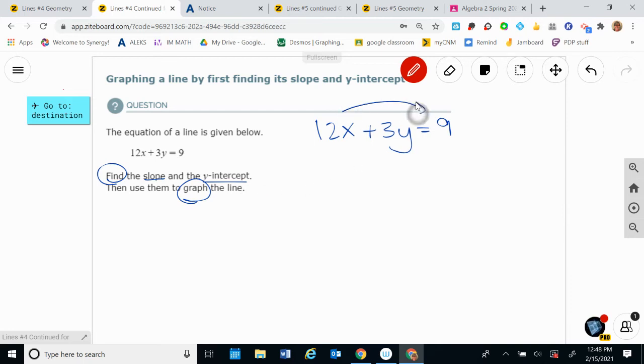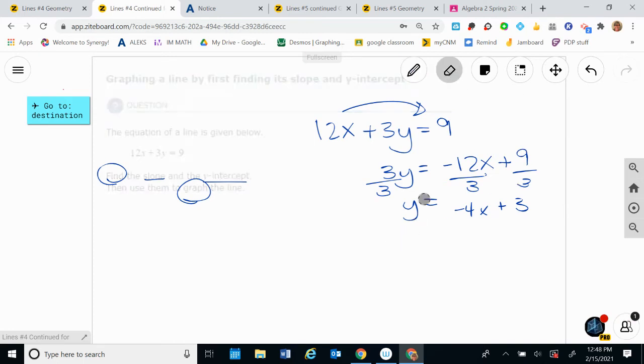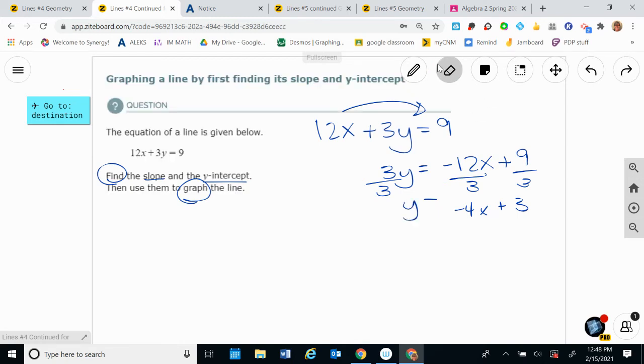So move the 12x over. So you get 3y equals negative 12x plus 9. Solve for y. Divide everything by 3 to get rid of that 3. And you're going to get negative 4x plus 3. 12 divided by 3 is 4. 9 divided by 3 is 3. So y equals negative 4x plus 3.